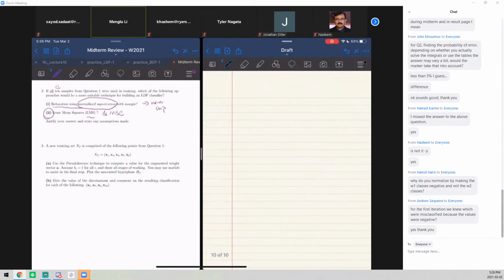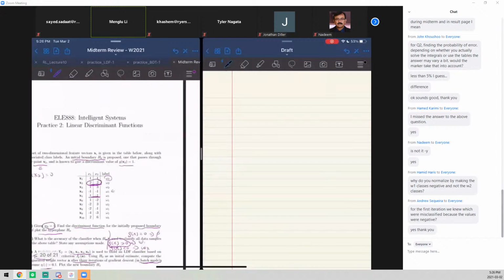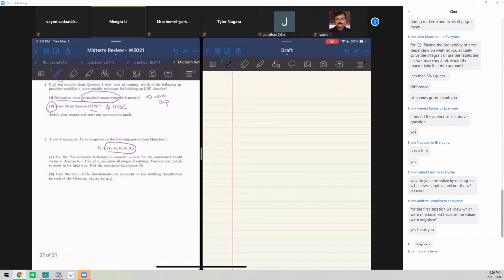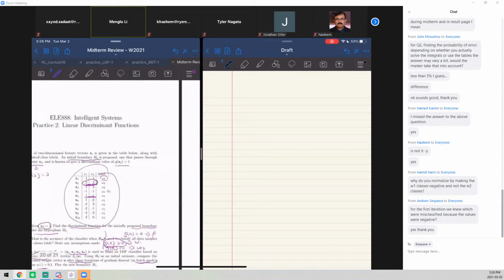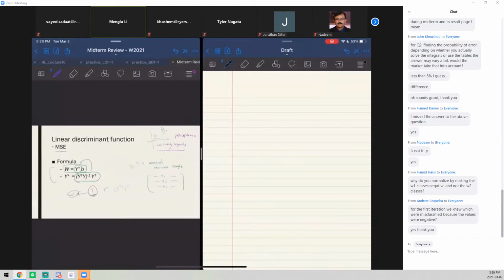Final question, number 3. A new training data set is the following points. We choose another 5 points, also from question 1. We choose these 5 points as a new training data set, and now we use the pseudo-inverse technique, which means we use this technique.